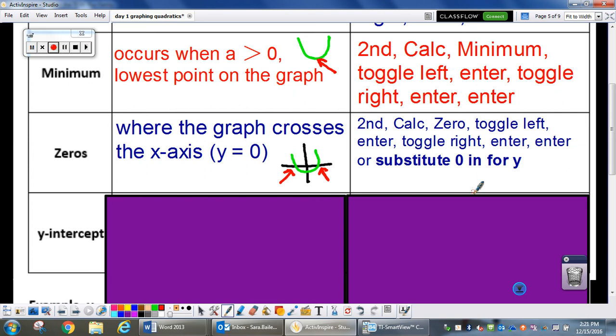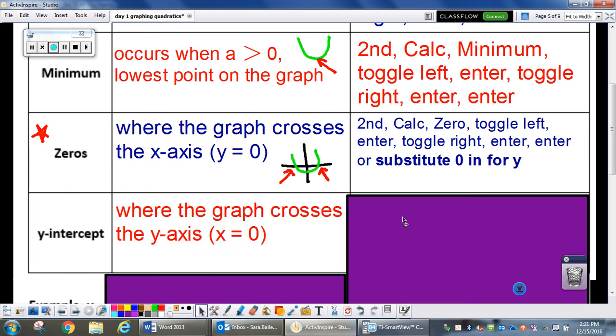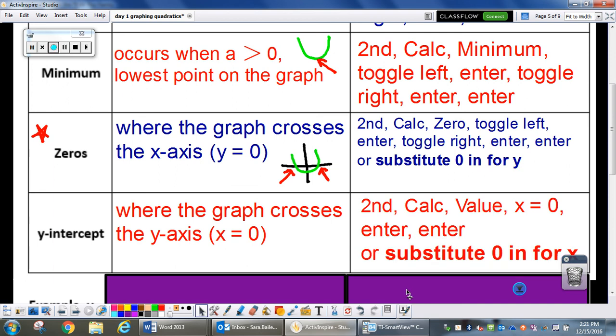So once you've keyed your equation in, you can hit the second calc 0, toggle left, toggle right. You will have to repeat this step for each 0. So if you have 2 zeros, you'll have to do this step twice. So I might maybe put a little star next to this one. And then your y-intercept is just where the graph crosses the y-axis. So when x equals 0, you can again use your calculator to do this, or you could just substitute 0 in for x. So you want to make sure you have the steps of how to do each one.